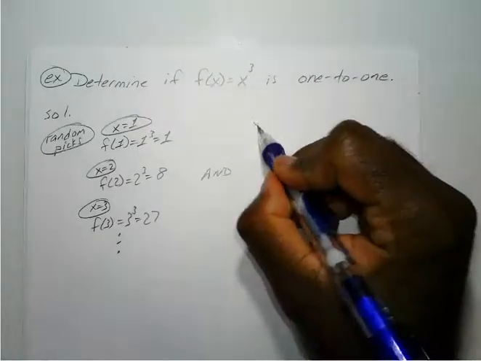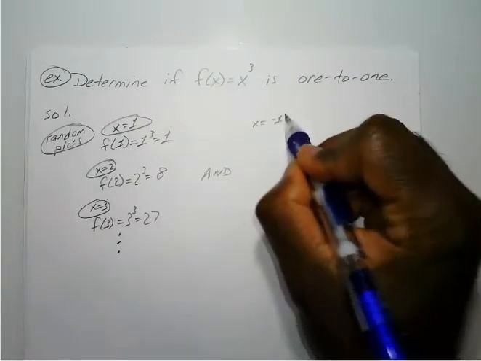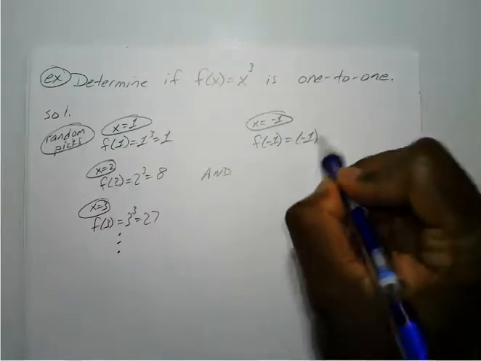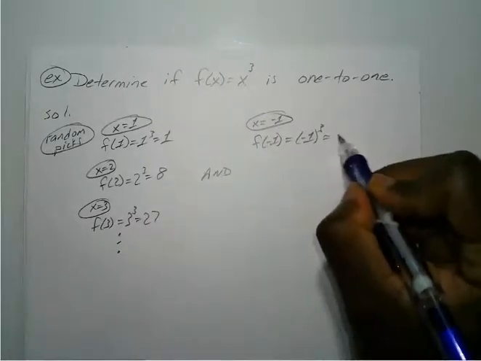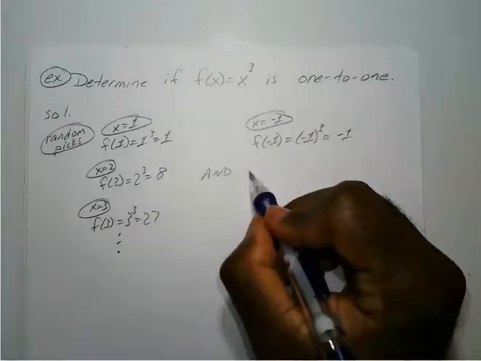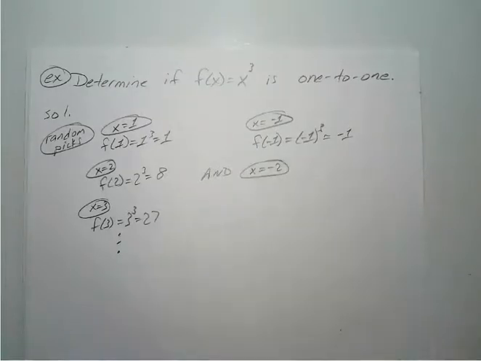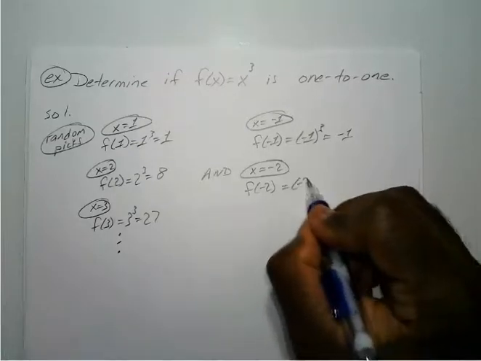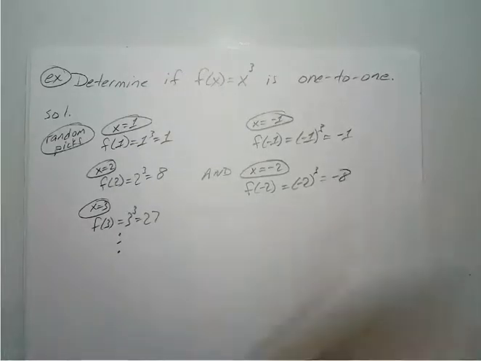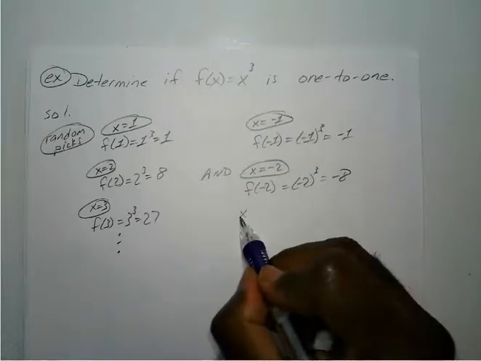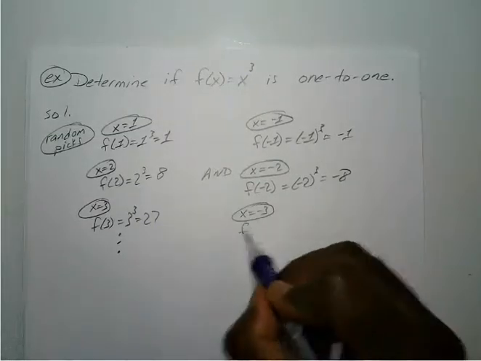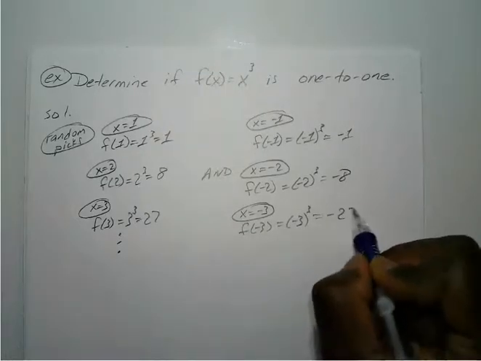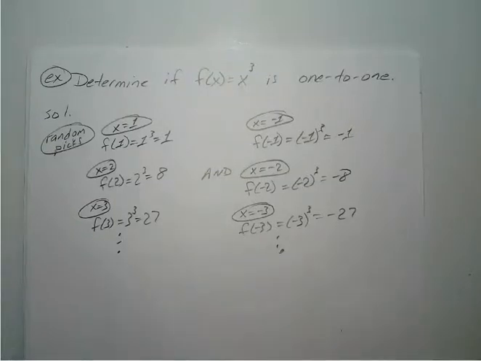And let's say we want to do just a few negative numbers, say x equals negative 1. So f of negative 1 equals negative 1 to the third power, which is negative 1. Say x equals negative 2. So f of negative 2, which is negative 2 to the third power, which is negative 8. And we'll do one more. F of negative 3, which is negative 3 to the third power, which is negative 27. And if you wanted, you could keep on going.